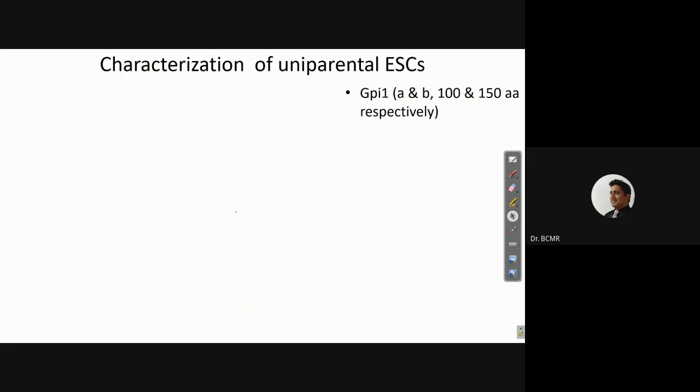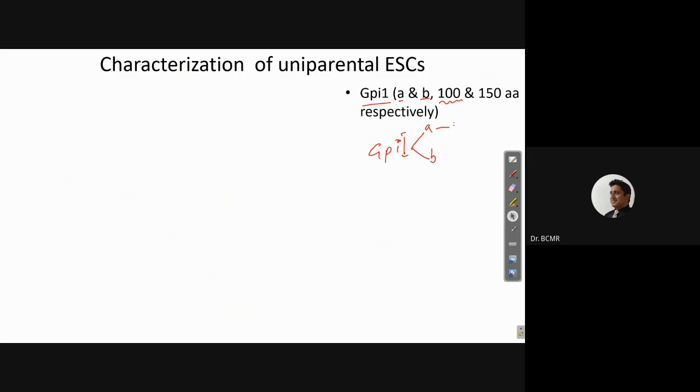So the same thing is here. In the PCR-based one, there is a gene called GPI1. We are not bothered about what it does and so on, but we are interested to use it as a molecular marker. There are two alleles, say allele A and allele B, for GPI1.